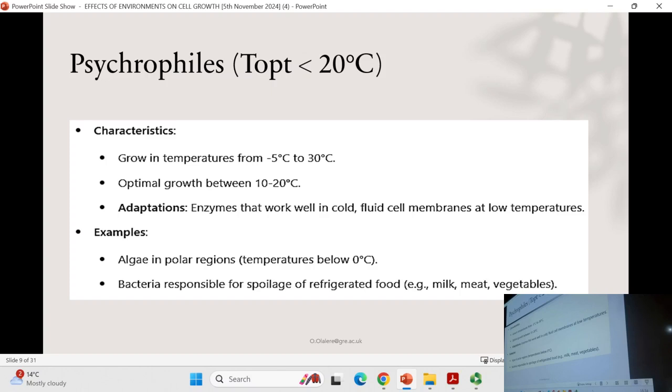Have you ever heard that there are microorganisms that can work in lower temperature environments, even cold, icy environments? They can still adapt. Then we have bacteria responsible for the spoilage of refrigerated food, like milk and meat. Has it ever occurred to you that even when you put milk inside the fridge, it still gets spoiled? Yeah.